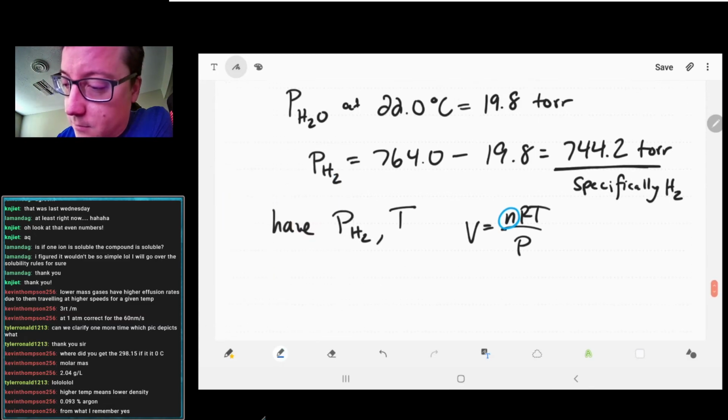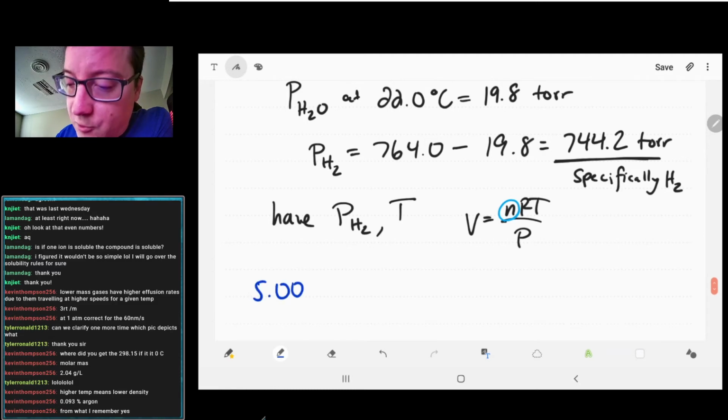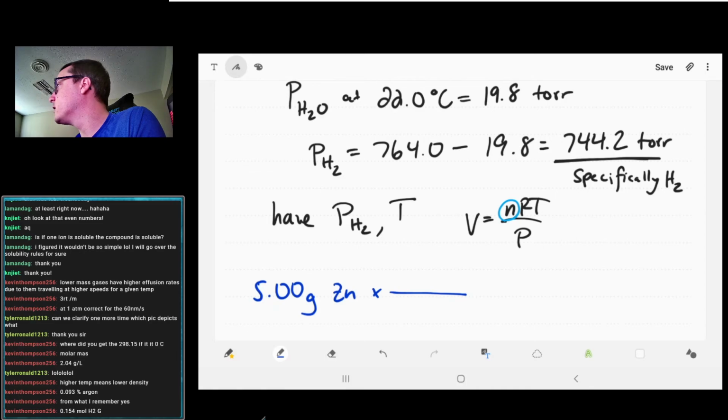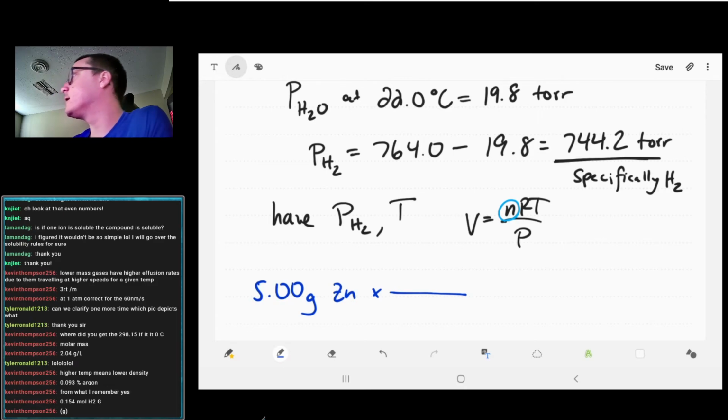Shame on me throwing you guys into all this stuff. But you thought you could forget it. That's not allowed. What's our molar mass of zinc going to be? Zinc has a molar mass of, where the heck is its molar mass? Oh, there it is, 65.38. Okay, awesome.